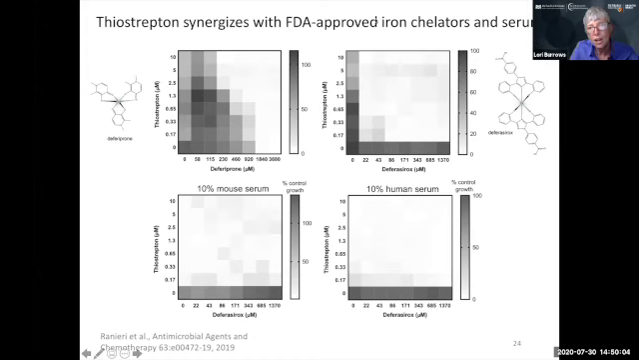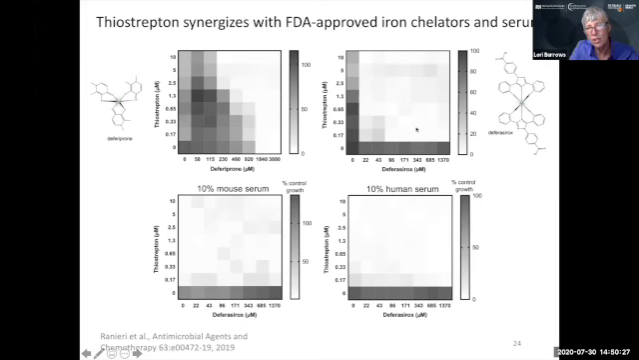And these are called checkerboard assays, where you have a dilution of one drug in one direction and the chelator in the other direction. And you can see that on its own, this drug isn't great at killing bacteria. But if you combine it with the chelators, then it becomes much more powerful and you get killing of the bacteria.